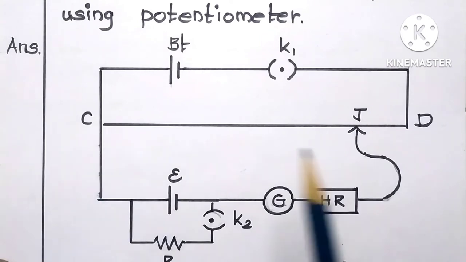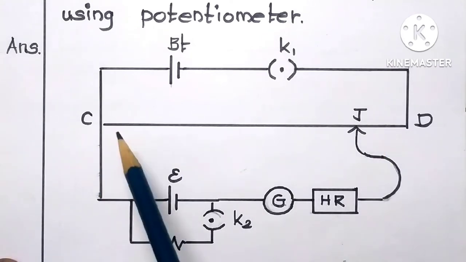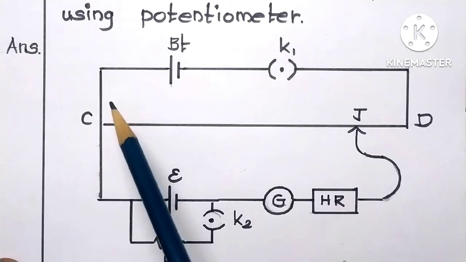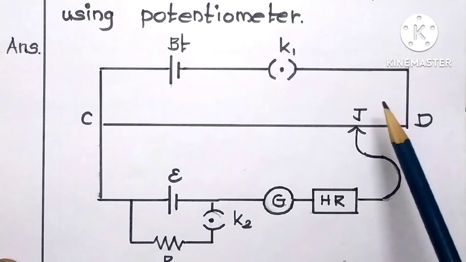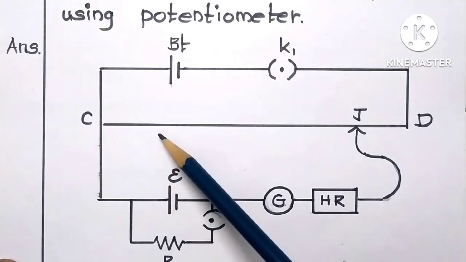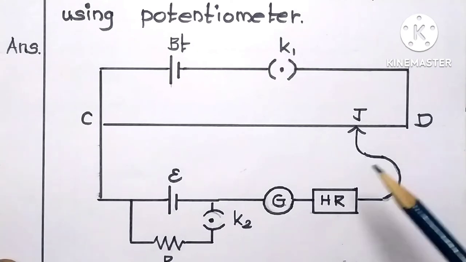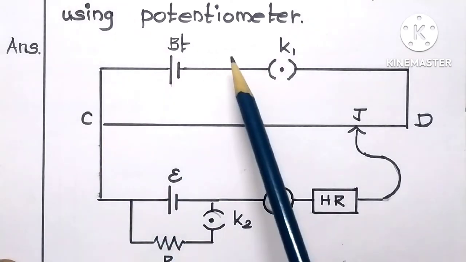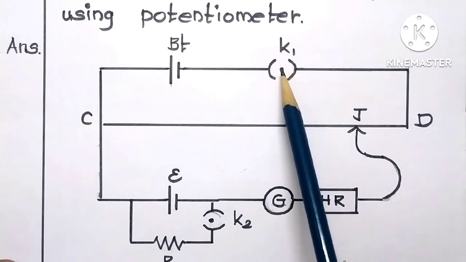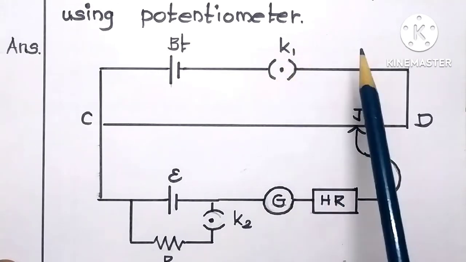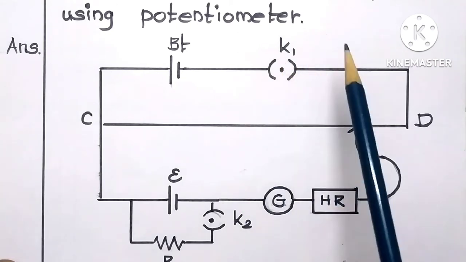Here the CD represents the potentiometer wire and the circuit that lies above this wire CD is known as the primary circuit, and the circuit that lies below the wire CD is known as the secondary circuit. In the primary circuit, we have a battery and a key which is denoted by the letter K1. We have two keys, that's why it is known as K1.